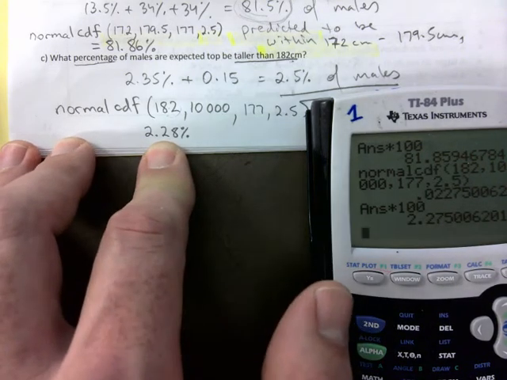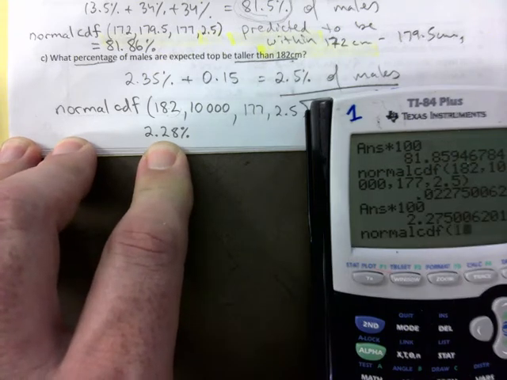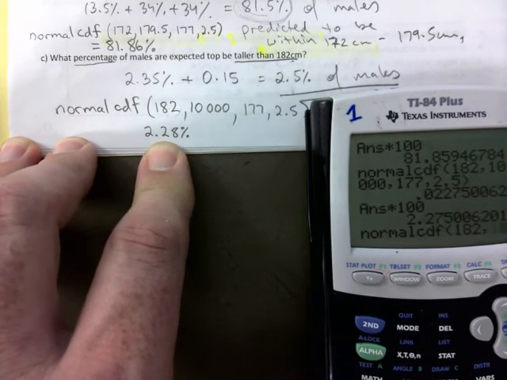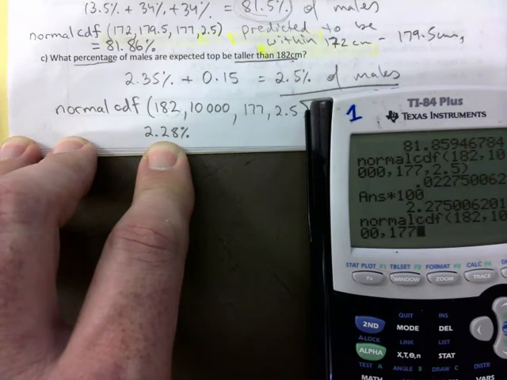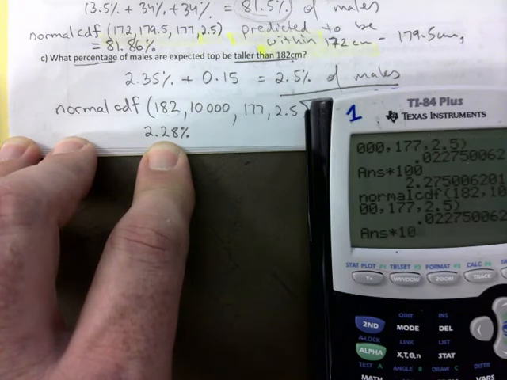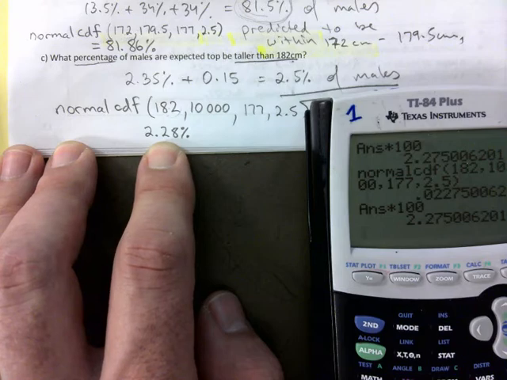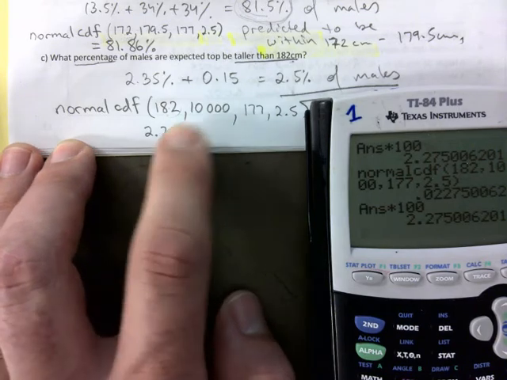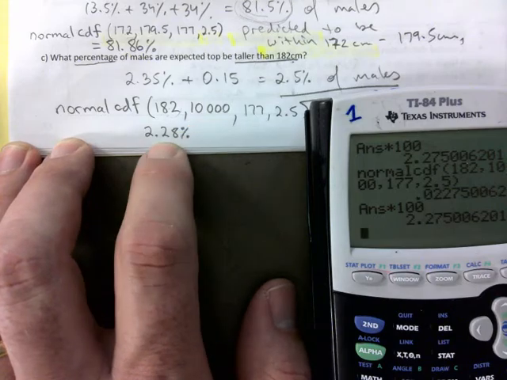Hold on. What if I had done this? Why did you use 10,000, Mr. Dirksen? What about if I just use 1,000? Because that's a really big number when it comes to these heights. If you round that, you still get 2.28, right? So it's not the end of the world. I would say just go big or go home, right? That's what I'm going to say.